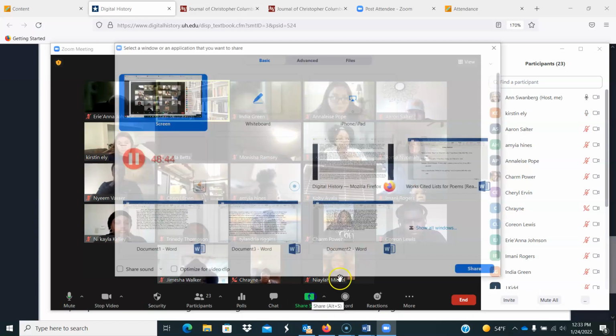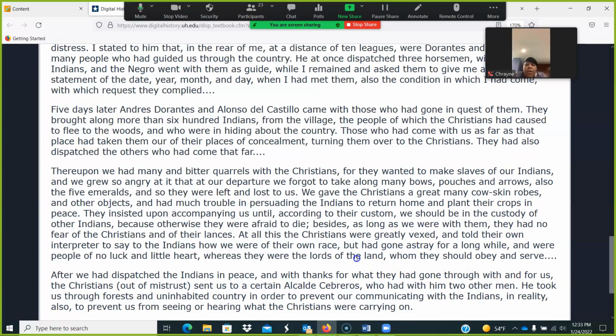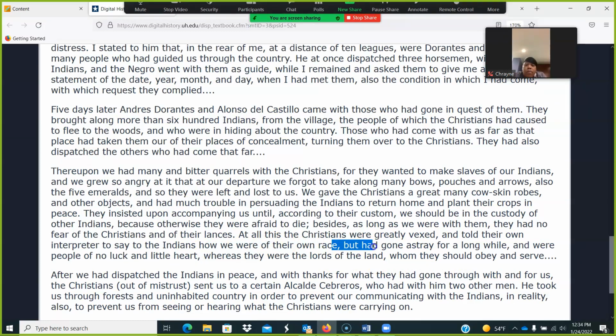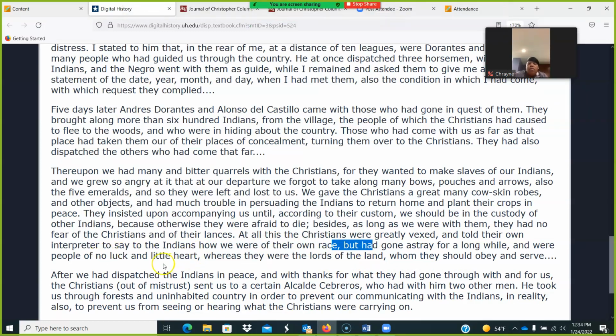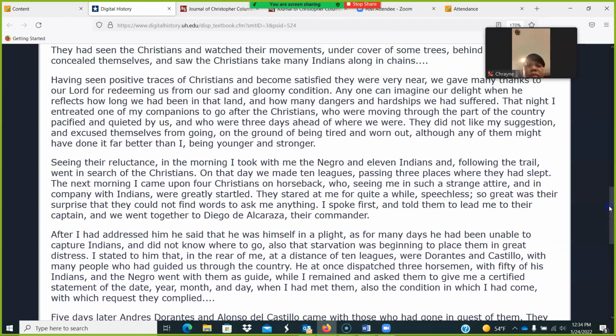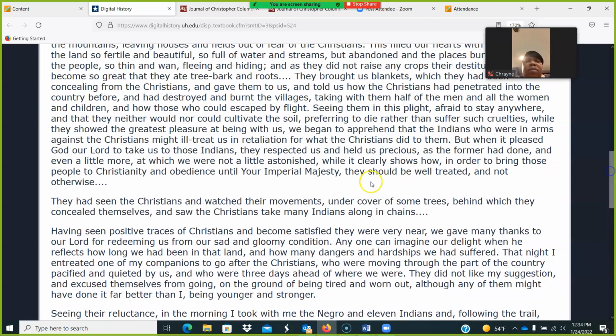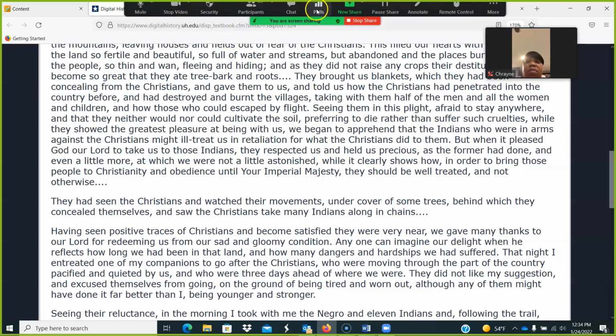Let's read it. Let's share it together and let's read it. So they were upset, but it said, I'll back it up because it was up at the top. They should be well treated and not otherwise, right? It shows us how, in order to bring those people to Christianity and obedience until your imperial majesty, they should be well treated and not otherwise, right?